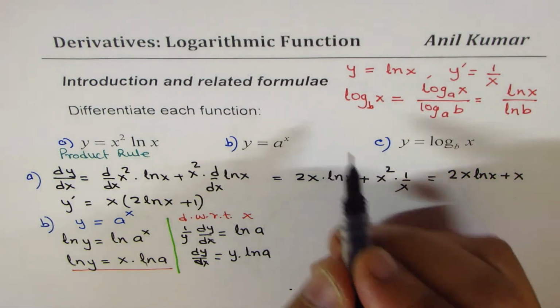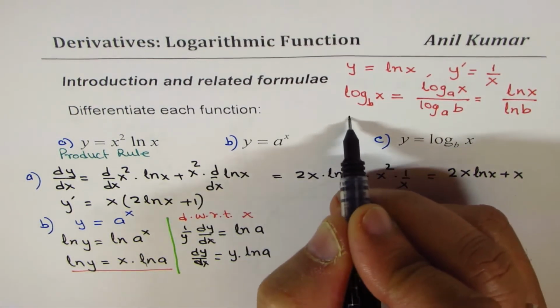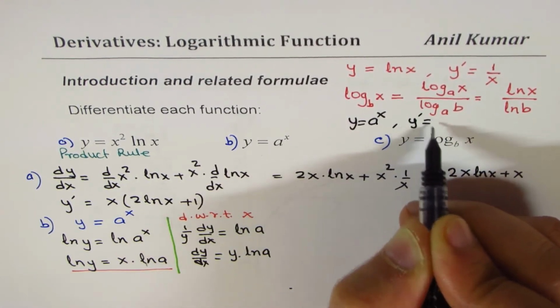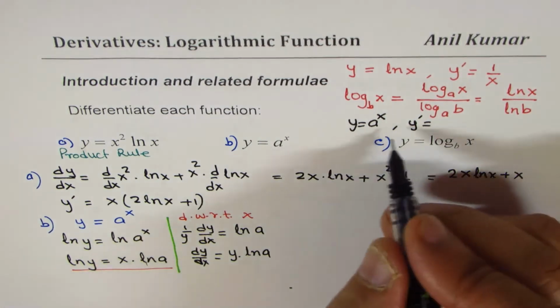So if we want to find derivative of y equals a to the power of x, in that case the derivative is, now y in this case is a to the power of x.